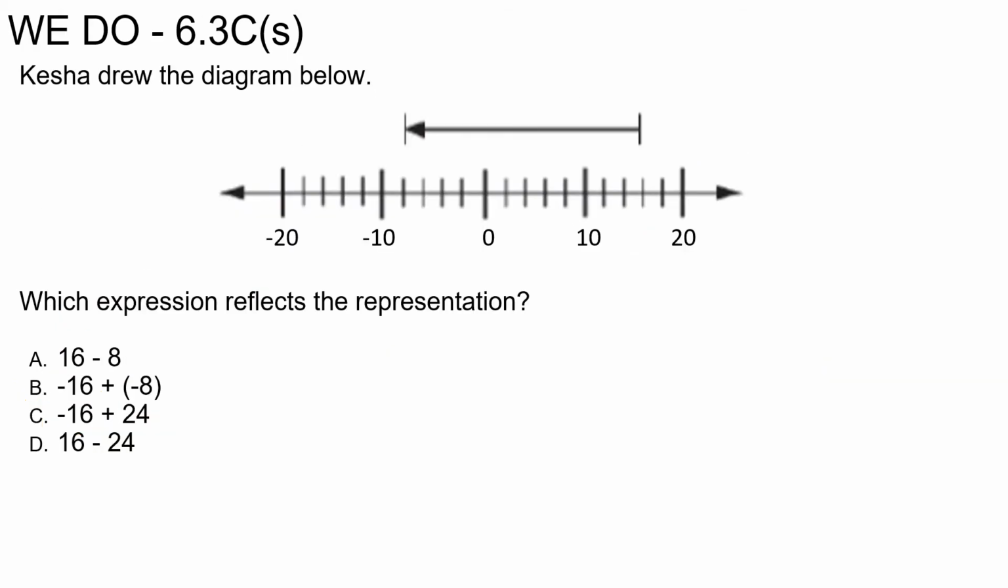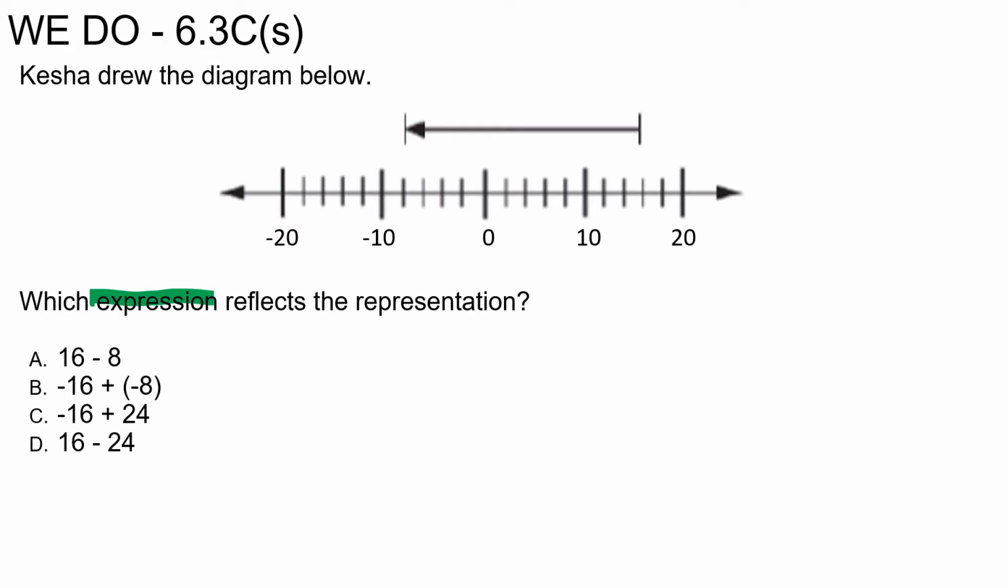In our next example, we have Kesha drew the diagram below. Which expression reflects the representation? So we have a keyword, expression. In the previous question, we were asked which equation. Now the difference between an equation and an expression is that an equation has an equal sign as well as its solution. If you look at this question, A, B, C, D, none of them have an equal sign and the solution to that problem. Therefore, it is called an expression.